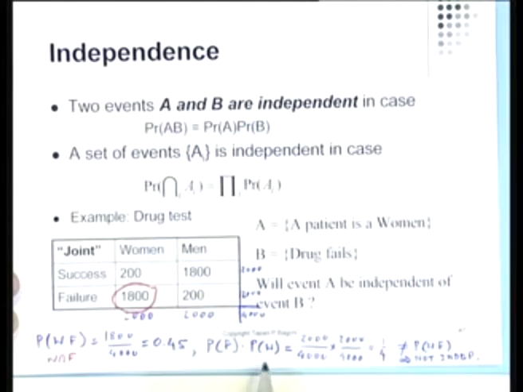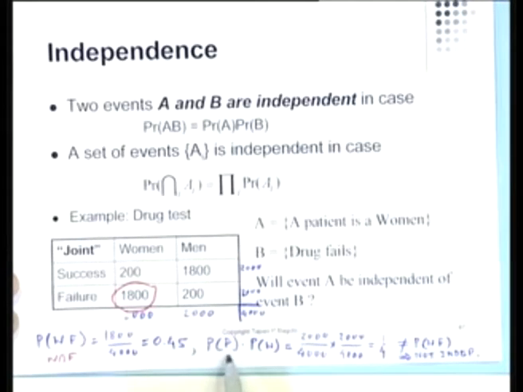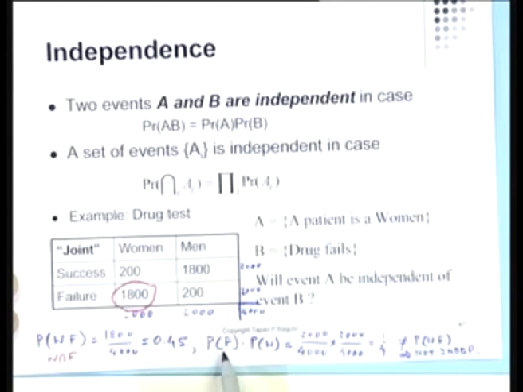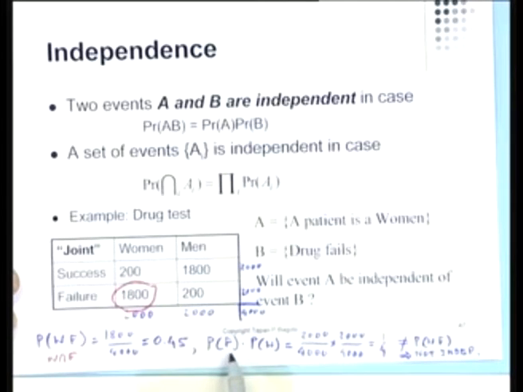What I then do is I go into the parts of it. I look at the probability of failure, and this is really called the marginal probability. The marginal probability of failure is 2000 divided by 4000. And the other part is the patient being a woman. If I go to this column and look at the total, that is 2000 divided by 4000. So I've got 1 by 2 times 1 by 2, that's 1 by 4.